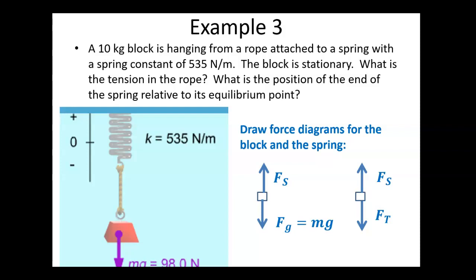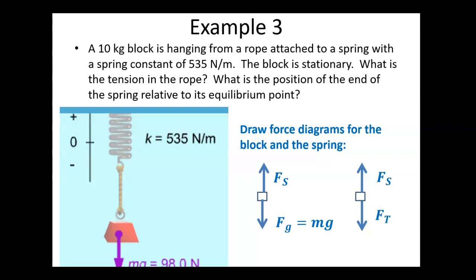In this example, we have a 10 kilogram block hanging from a rope that's attached to a spring with a spring constant of 535 newtons per meter. The block has been allowed to hang and it has become stationary. It's come to rest. And now that it's at rest, we'd like to know what is the tension in the rope and what is the position of the end of the spring relative to its equilibrium point. We can see that the block has stretched the spring a little bit, right? It has pulled it down.